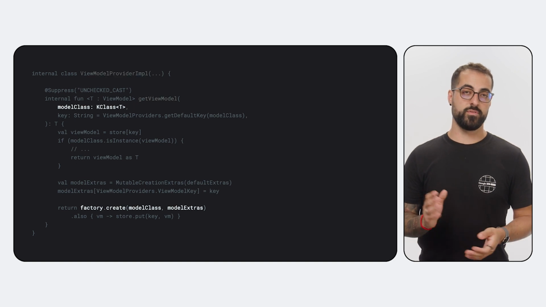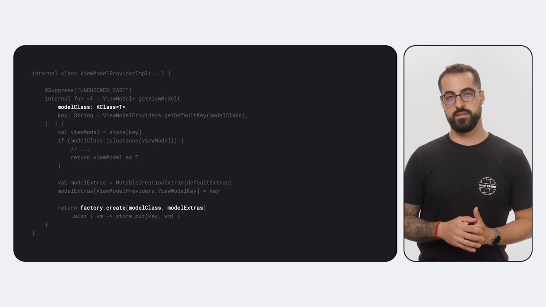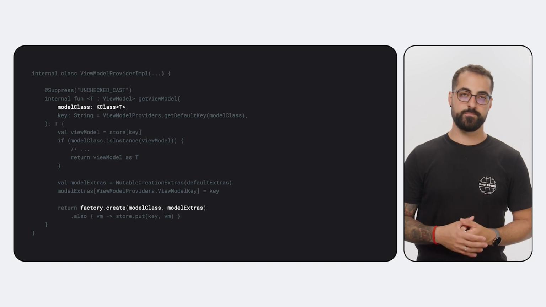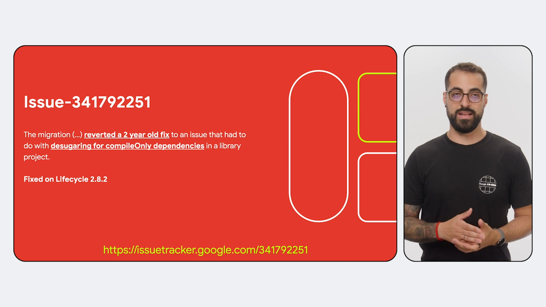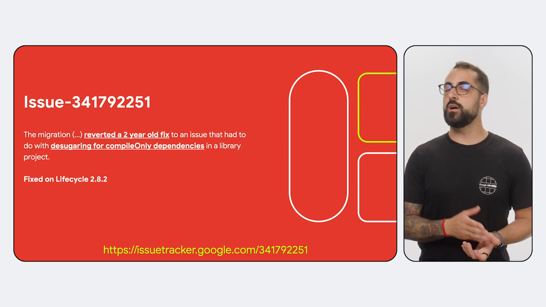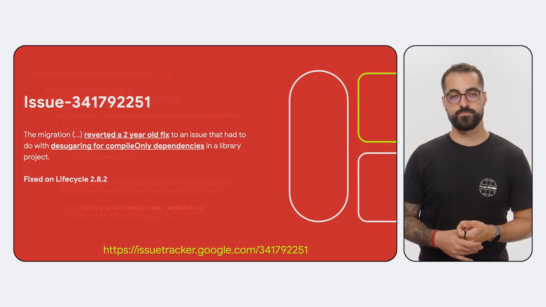But if you remember from the previous slide, we did change the create method from the Factory interface to take in a KClass instead. That made us change slightly the implementation to accommodate the new create method. And by doing that, we reverted a 2-year-old fix to an issue related to the desugaring for compile-only dependencies in libraries. In other words, we crashed popular libraries such as LeakCanary.